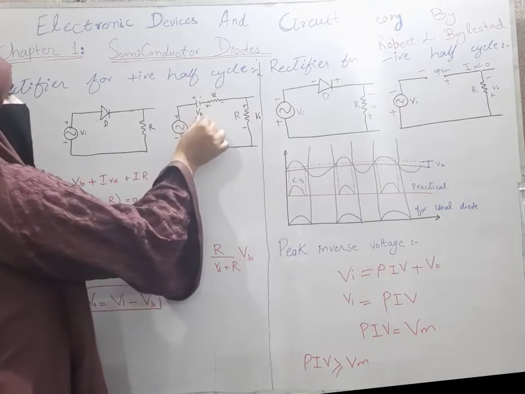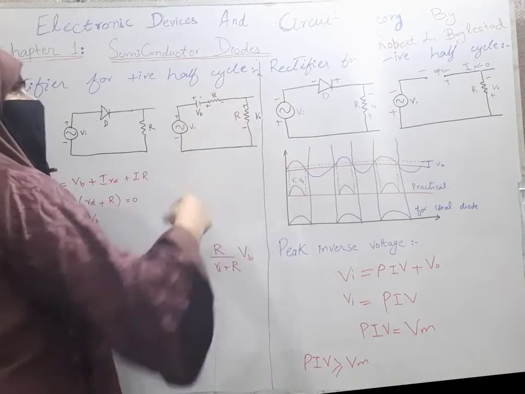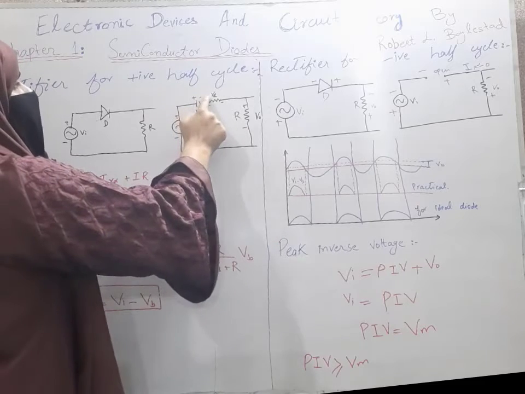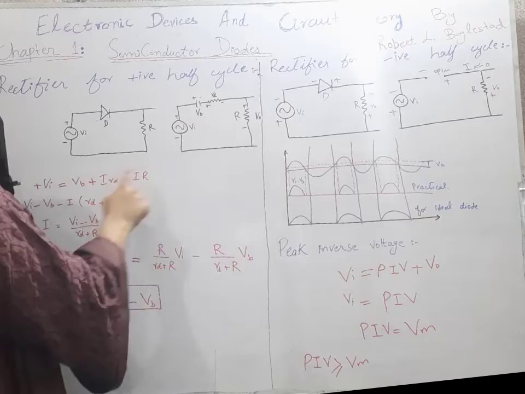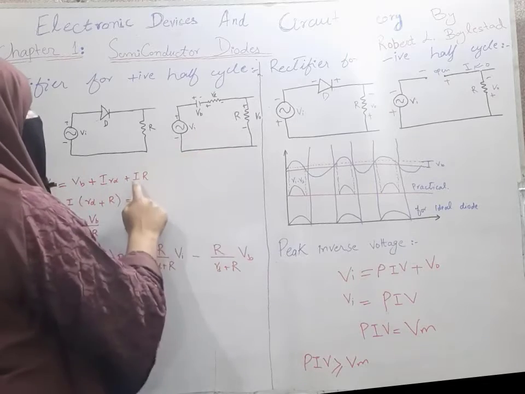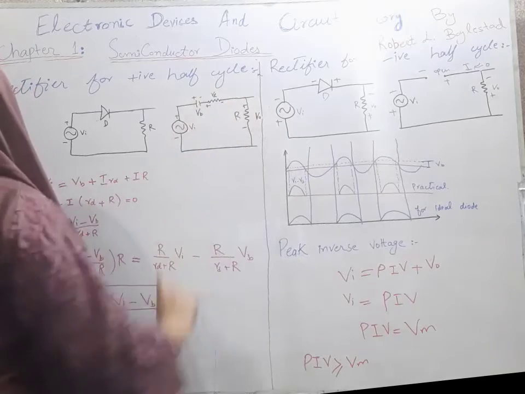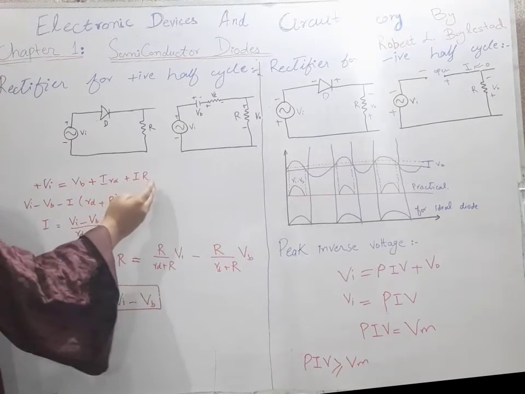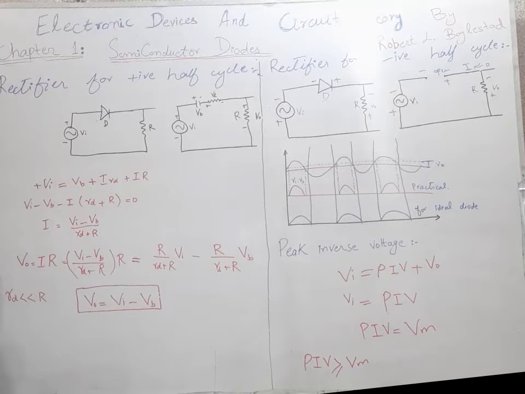So we will write it as VB, and for Rd, V is equal to IR. So we will multiply here I, so we will have VB plus IRd, and here we will have IR. We are taking output across the resistance. Now move all of these three terms towards the right side of the equation.